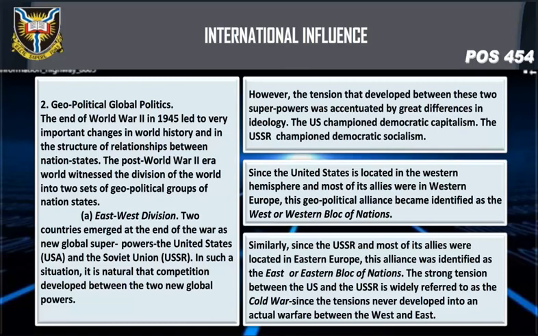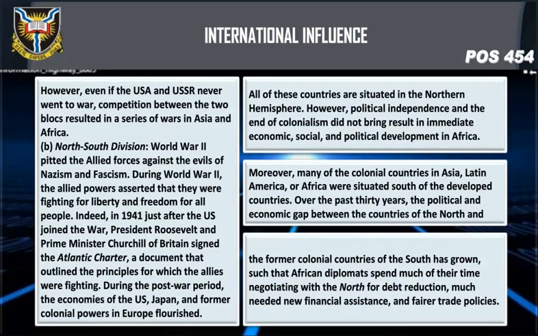Similarly, since the USSR and most of its allies were located in Eastern Europe, this alliance was identified as the East or Eastern Bloc of nations. The strong tension between the US and USSR is widely referred to as the Cold War, since the tensions never developed into actual warfare between the West and the East. However, even if the USA and USSR never went to war, competition between the two blocs resulted in a series of wars in Asia and Africa.